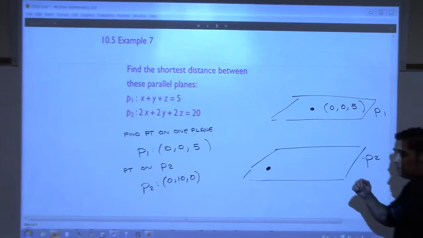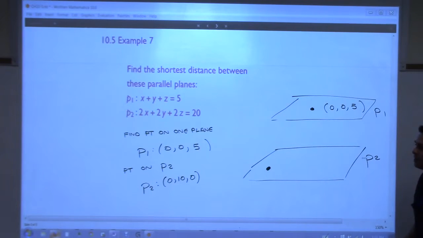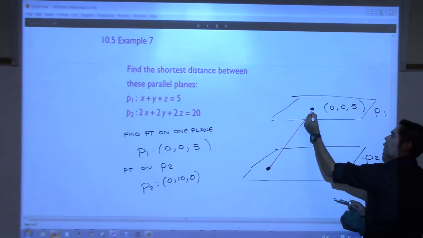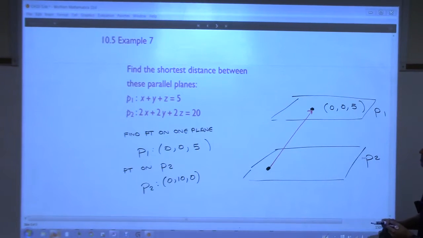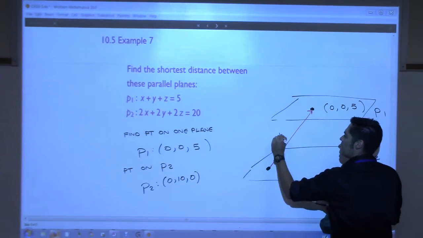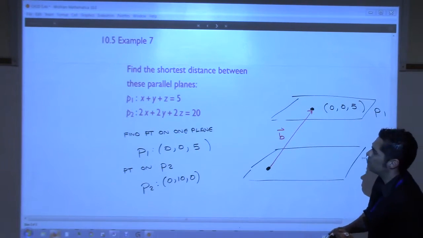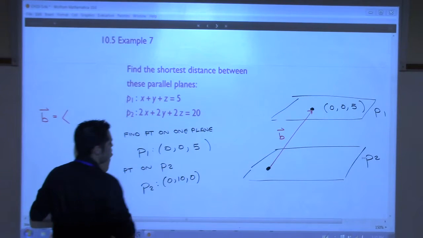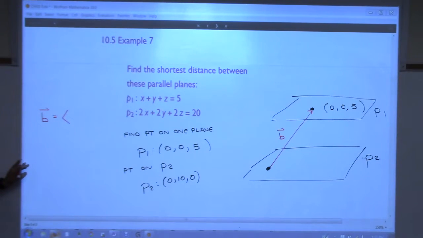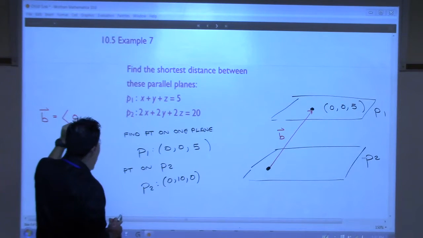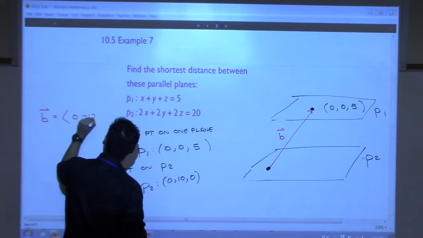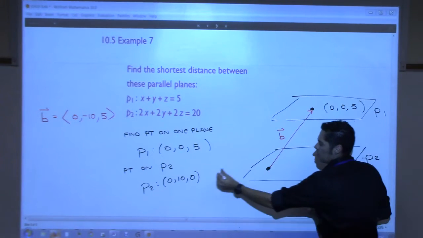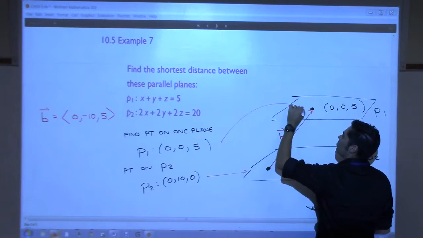Any point. Yep. That's the beauty of it, because the next thing we do now is we draw a vector that goes from here to here, right? And that vector we call what? B. This will be B. So let's go ahead and find what B is, and I'll put it over here. B is the vector, what? 0, -10, and 5. So remember, we're going from this point, which was this one, to this one, yes.